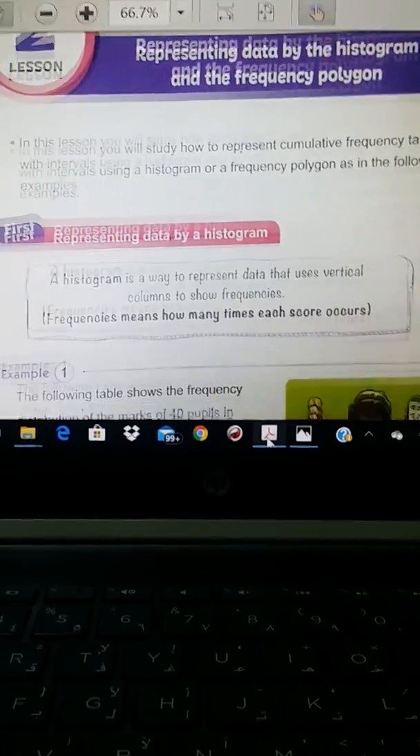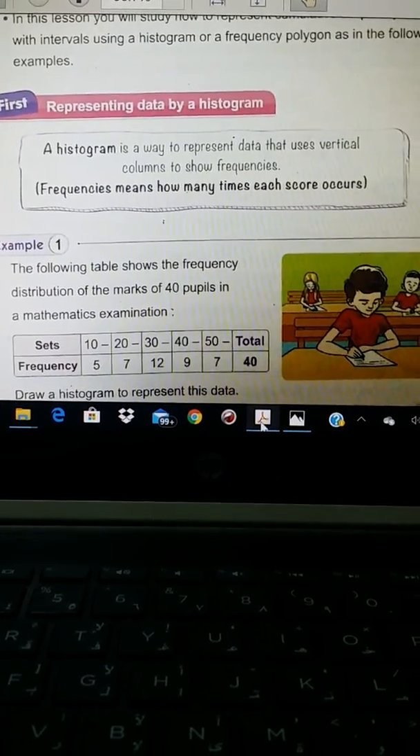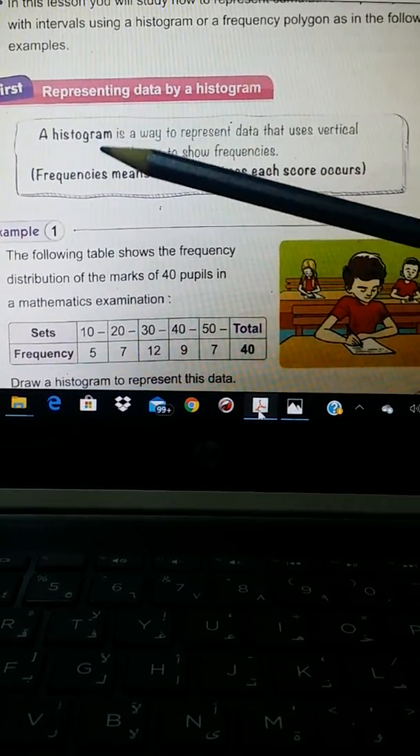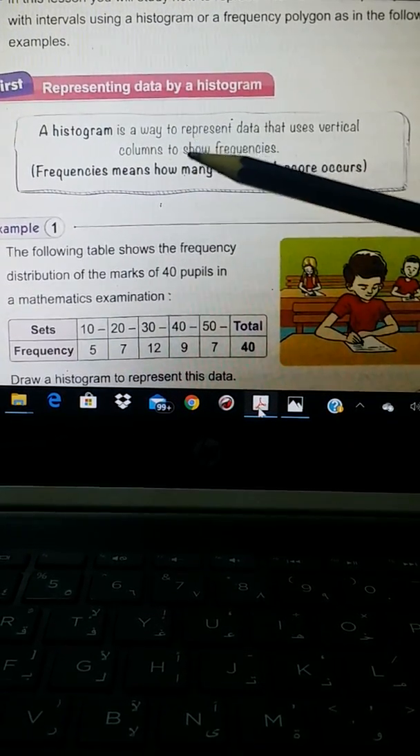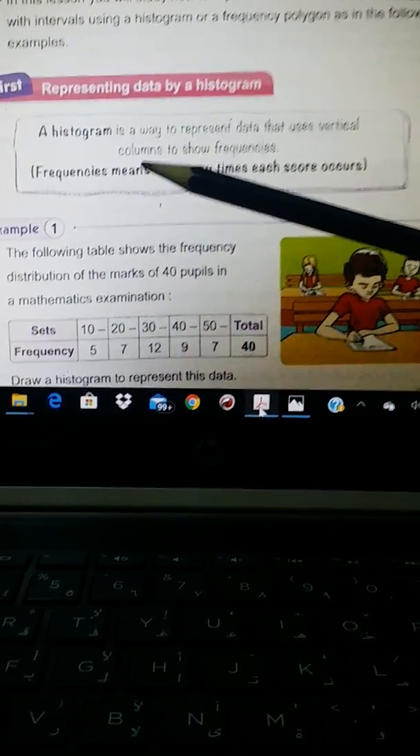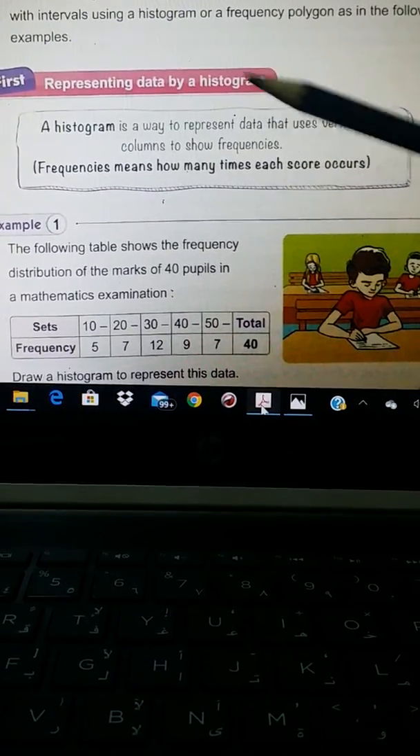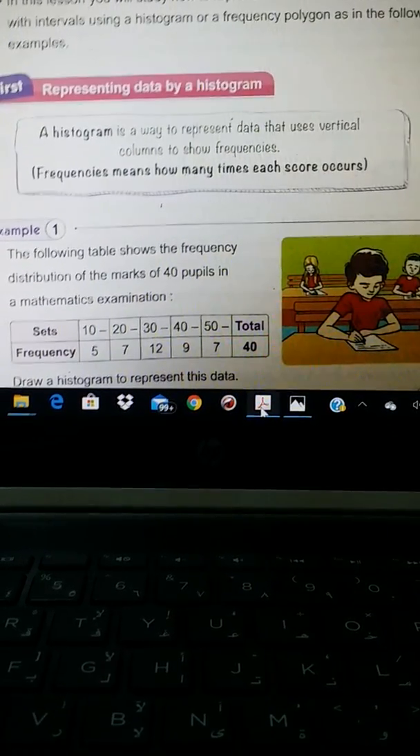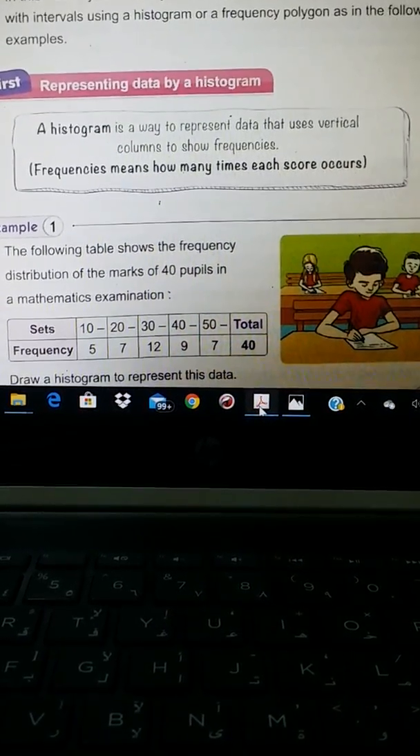So the first method is representing data by a histogram. What is the meaning of a histogram? A histogram is a way to represent data that uses vertical columns to show frequencies. So in this way, we will use columns to represent it.